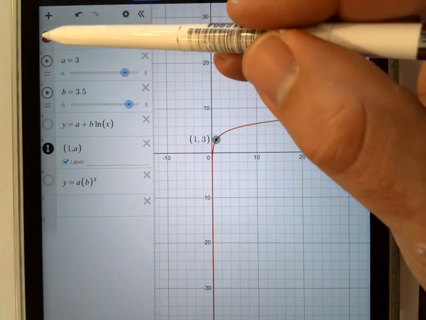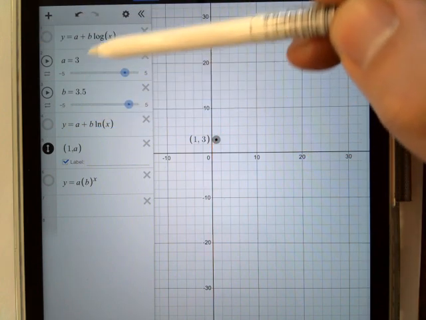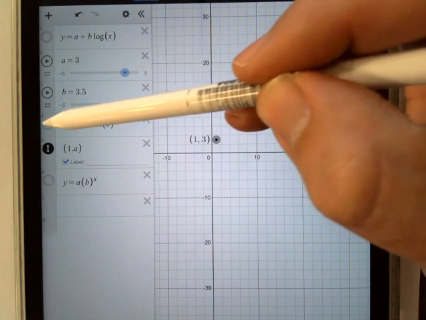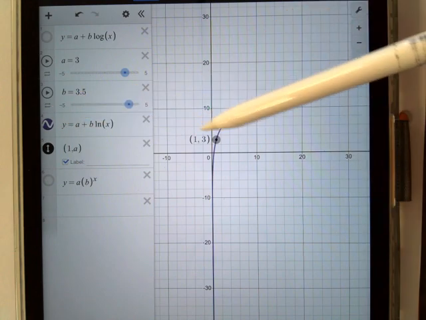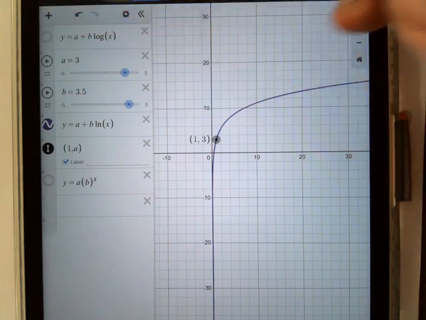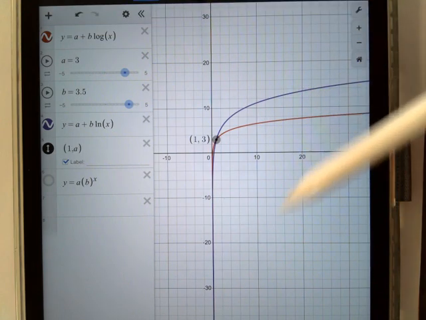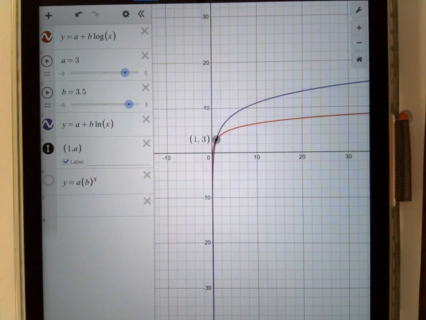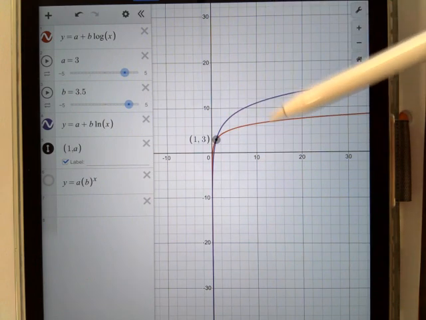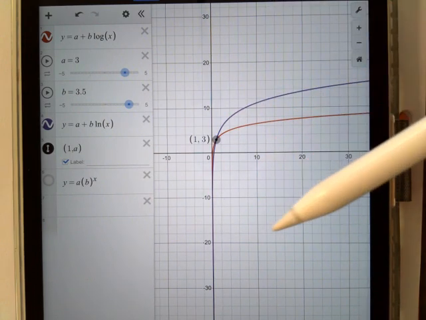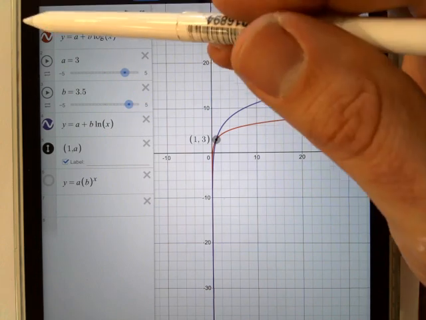The other one, let's get rid of this one. I'm going to do a natural log. I did a log, and this is natural log. It's the same thing. If I did them side by side, one looks slightly different, but they behave the same way. So you don't have to worry about that. When you graph it, you'll go about it the exact same way.